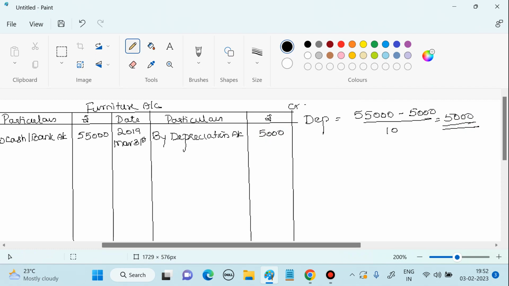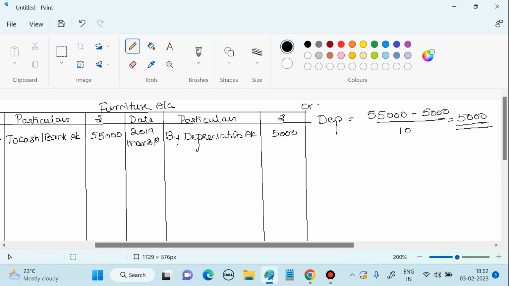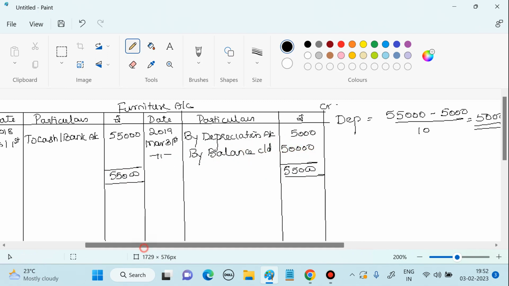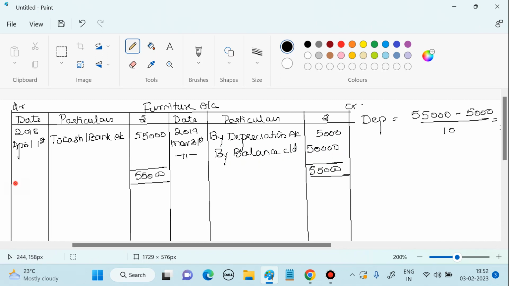Clear? So that's it in the first year. So we can close that account. 55,000 on both sides, by balance carried down. 50,000 would be the value carried forward. So we will write it here: 2019 April 1st, to balance brought down, 50,000. So the first year we have completed.